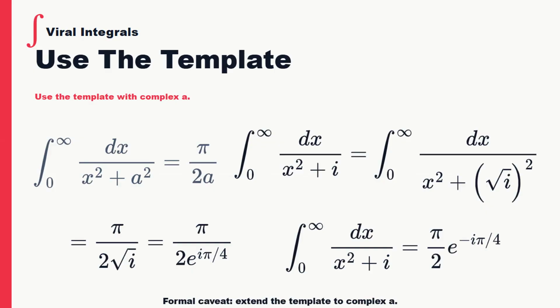So here's the formal leap. We are extending the quadratic template to the principal complex value a equals the square root of i. With that caveat named, x squared plus i becomes x squared plus the square root of i, squared. So the template gives pi over 2 square root of i.